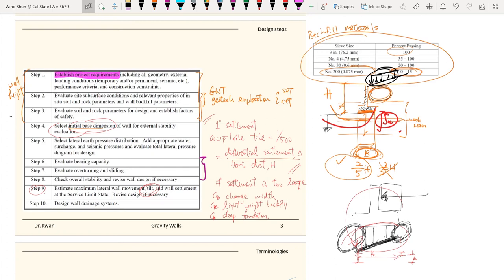For example, in steps 6, 7, 8, you look at the bearing capacity, overturning, sliding, and the overall stability. When you look at those issues, you start with initial base dimensions, and you keep fine-tuning the dimensions of the gravity walls, and also change the wall type as needed. If the traditional cast-in-place cantilever type of wall doesn't work, for example if sliding becomes an issue, you may want to add a shear key.